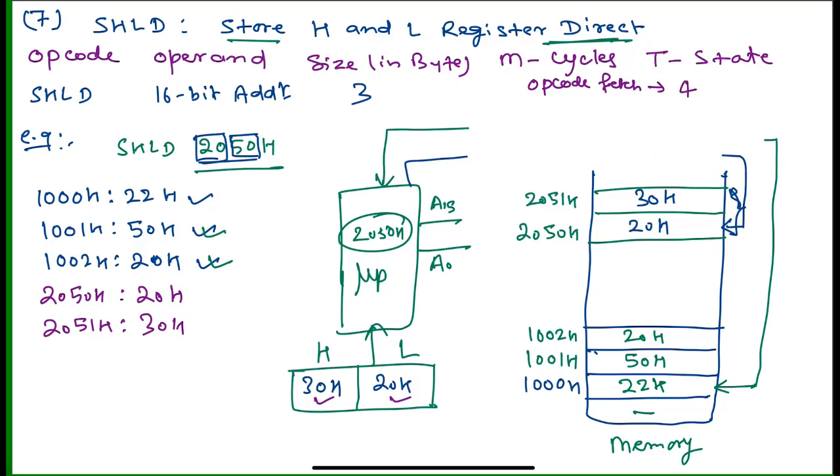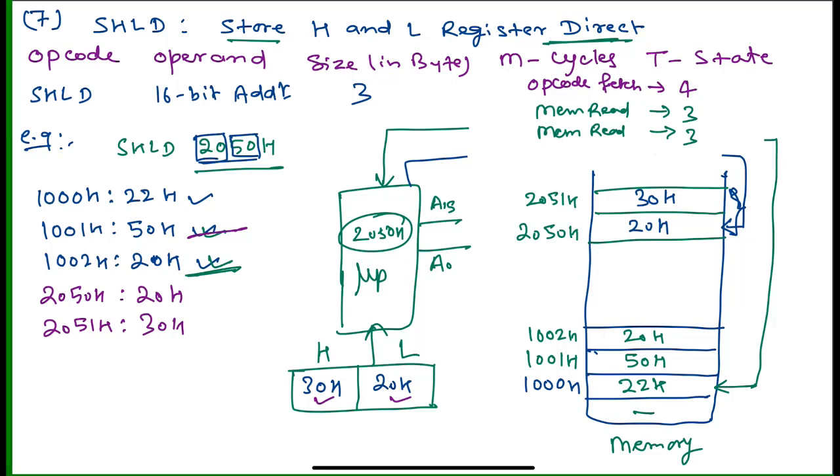And further, to read this 50H, it is called a memory read operation. This is called memory read operation, and for this one it requires 3 T states. And further, for reading this 20H it requires another machine cycle, that is also referred to as a memory read. So this will also take 3 T states.